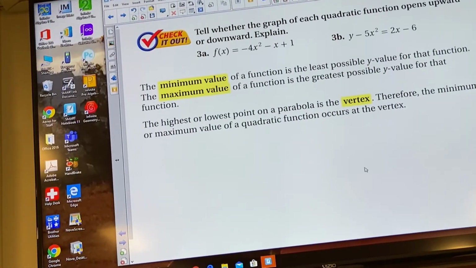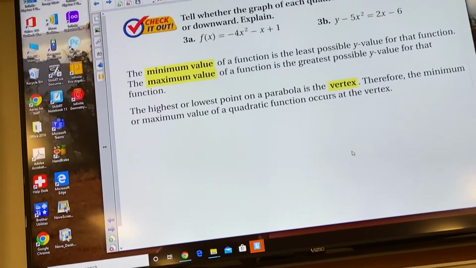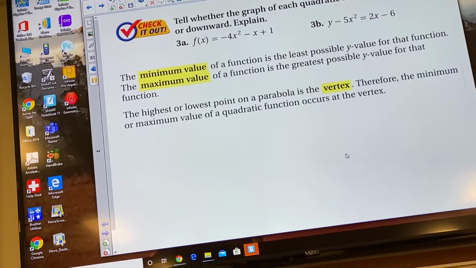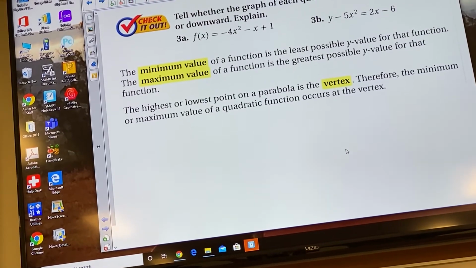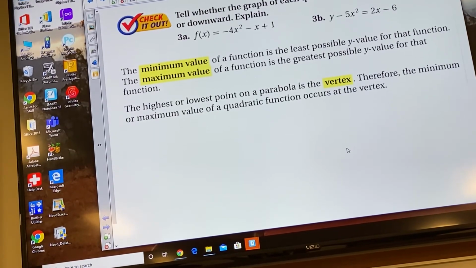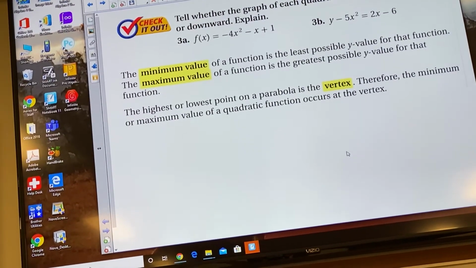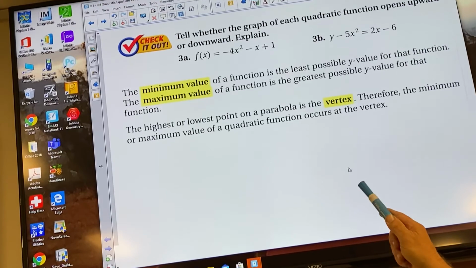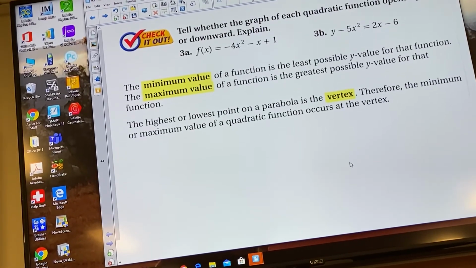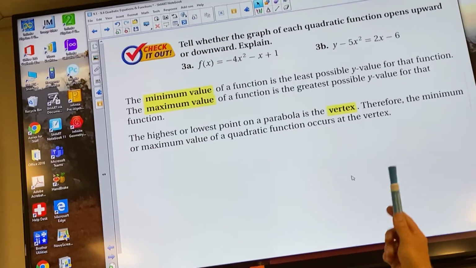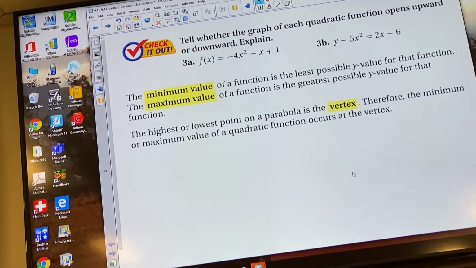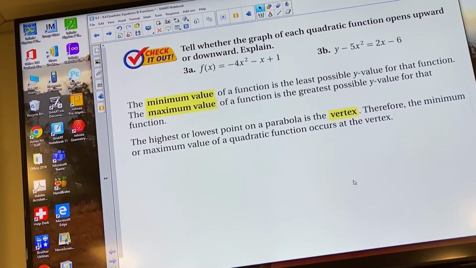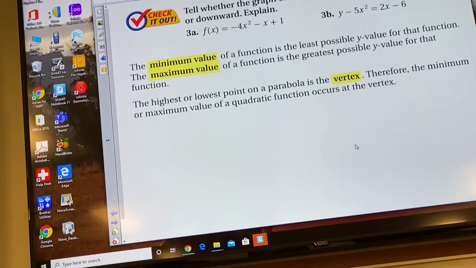Okay, this is also some more wording from your book. Again, we're just going into a lot of definitions and a lot of explaining what words mean, but it's really not that difficult. Okay, to tell whether the graph of each quadratic function opens upward or downward, and explain. Well, 3a, look, there's a negative in front of the x squared. F of x, by the way, is just a fancy name for y. You will see y written as f of x, it's interchangeable with y. So that's just like saying y equals negative 4x squared minus x plus 1. So it's negative, so it opens down.